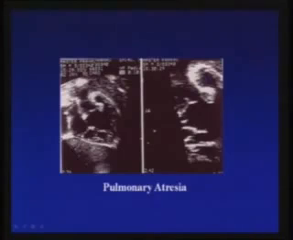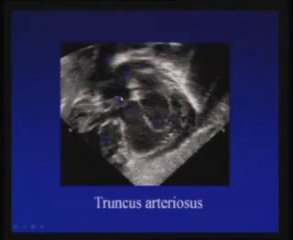Then is the single outlet, large VSD, pulmonary atresia. This is the pulmonary atresia blind pouch. And this is the truncus arteriosus, means single outlet. This is the truncal valve, this is the VSD, left ventricle, and the aorta is going this way and the pulmonary artery rising from this is going this way. So this is the truncus arteriosus.